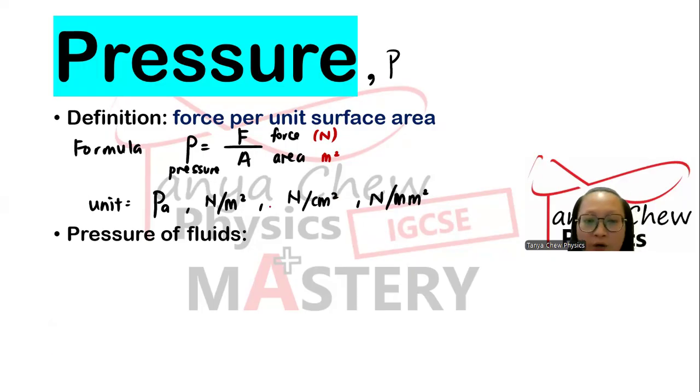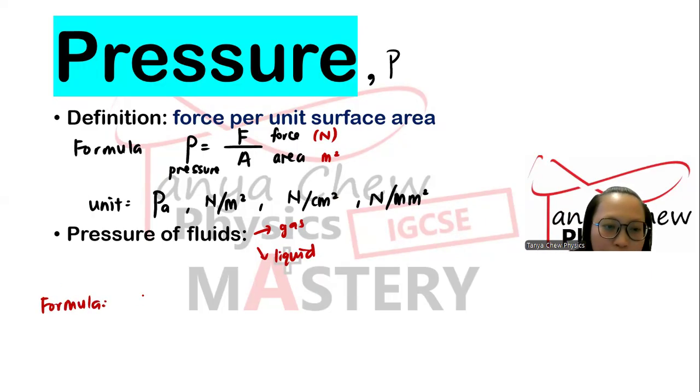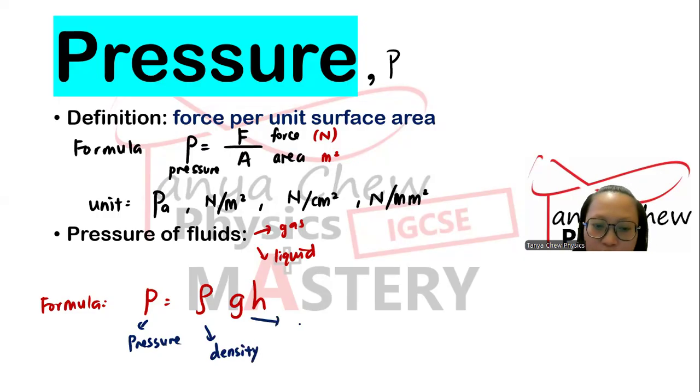Pressure of fluid. You know, fluids are gas and liquid. So if they give you the density of the fluid, then the pressure formula is P equals rho g h. Let me explain. P is the pressure, rho is the density of the gas or the liquid, g is the gravitational acceleration. h, for liquid, is the depth, but for gas, h is the height.